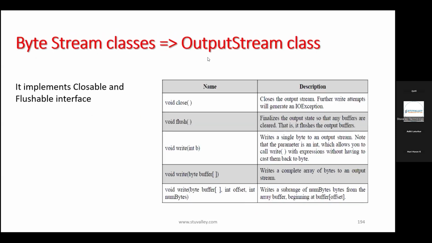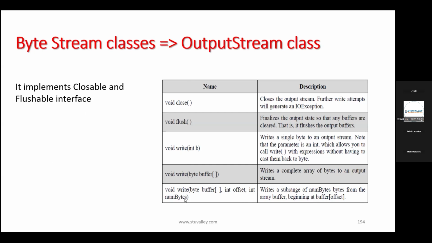Okay, these are the byte output stream classes. The OutputStream class implements the Closeable and Flushable interfaces. It has a few methods. For example, the close method, which is used for closing the stream, and the flush method, which is used for flushing the buffered data, so that it will write the data clearly.